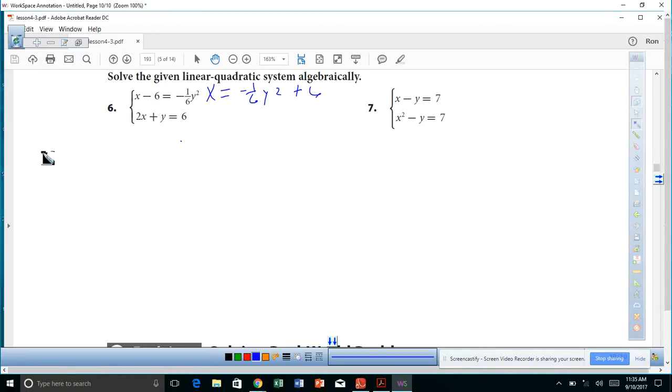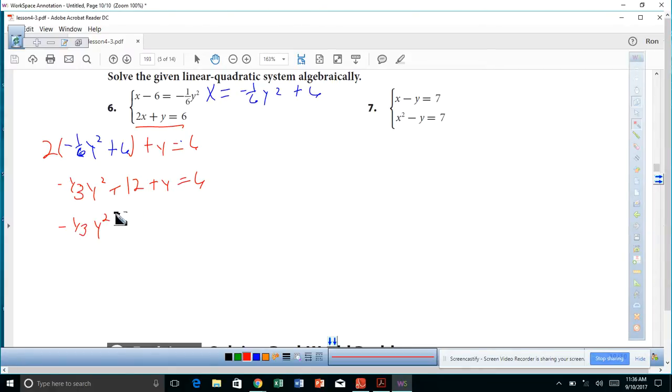Now we can use the second equation here, and you got 2 times what we got in the first one: negative 1/6 y squared, negative 1/6 y plus 6, plus y equals 6. That's going to give you negative 1/3 y squared plus 12 plus y equals 6. So I'm going to move that 6 over there and rearrange them. I got negative 1/3 y squared plus y, and then plus 6 equals 0. Now I'm going to get rid of that negative 1/3 by multiplying by negative 3, so that gives me y squared minus 3y minus 18 equals 0.